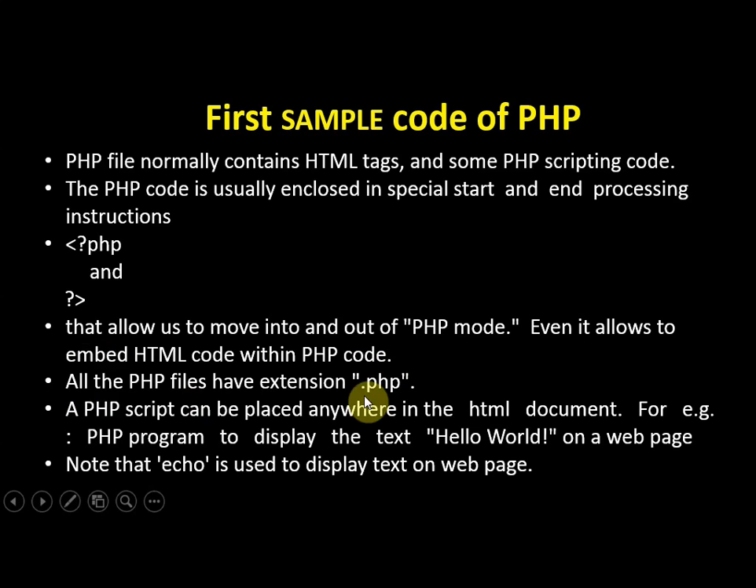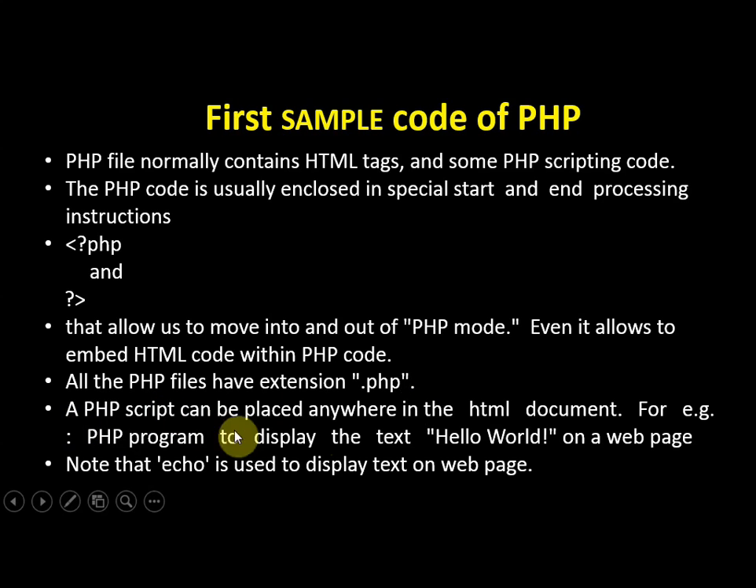All PHP files have the extension .php. Whatever file you are going to save, that file should have the extension PHP. When you save an HTML document, you type the extension HTML. In a similar way, when you save a PHP file, you use the PHP extension to save the file. If you do not use the PHP extension, that code will not run as a PHP hypertext preprocessor.